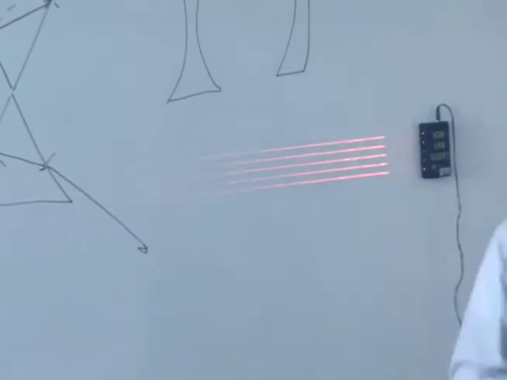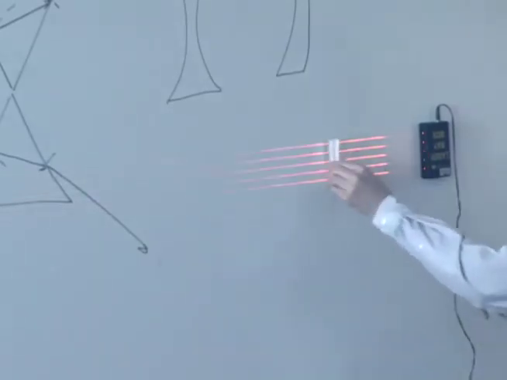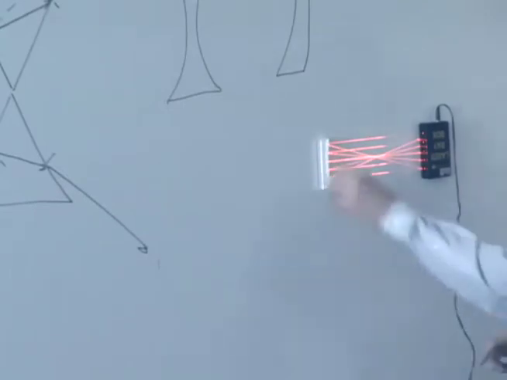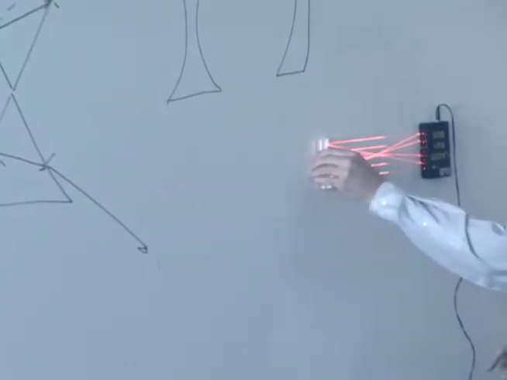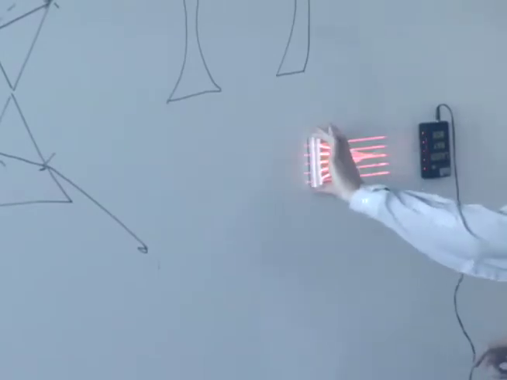Let's see if I can find a better one. What if we have something like this? This is probably not quite as good. Ooh, that's a mirror. Never mind. That's not a lens. That's a mirror. Unfortunately, we don't have time to go into mirrors. That's too bad, but that's a converging mirror.